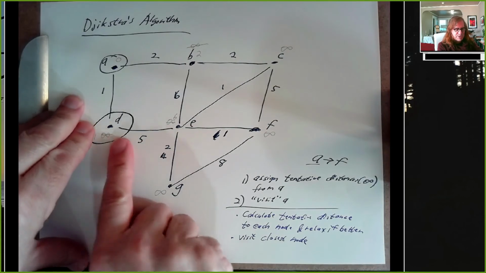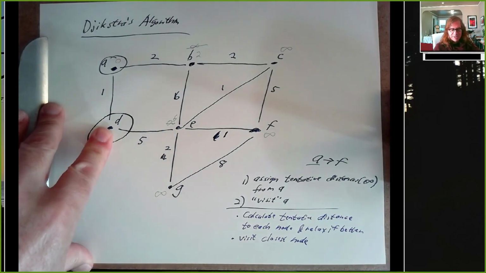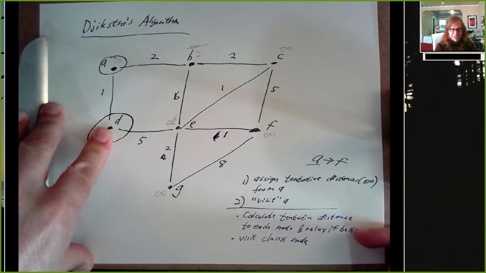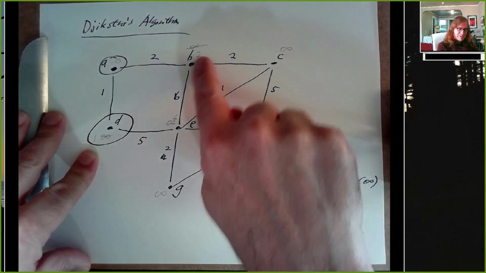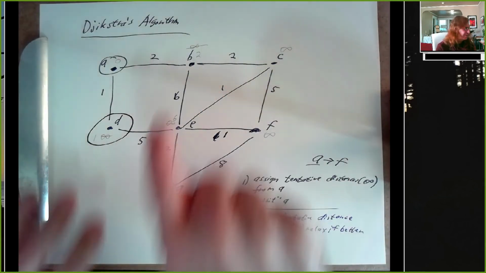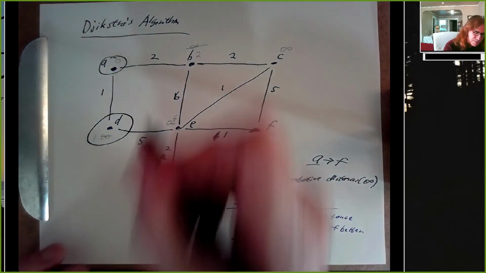And there are no other nodes directly connected to D, so there's nothing else to relax. So we're done with our relaxation. Now we visit the closest node. Well, we have a node of distance 2, 6, and some infinities. Looks like 2 is closest. So we're going to visit this.